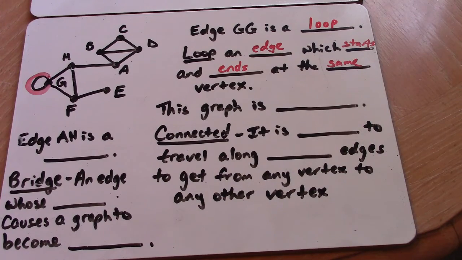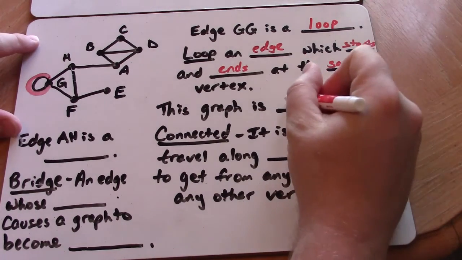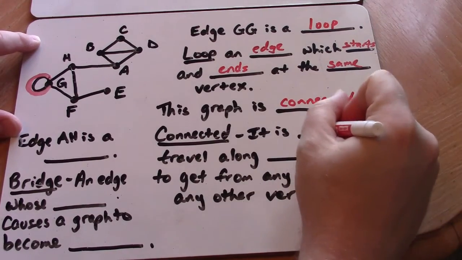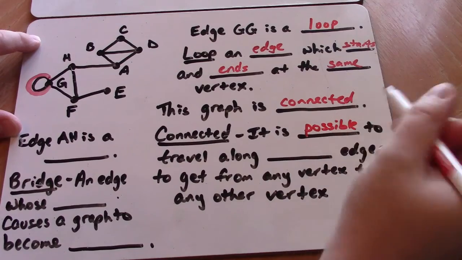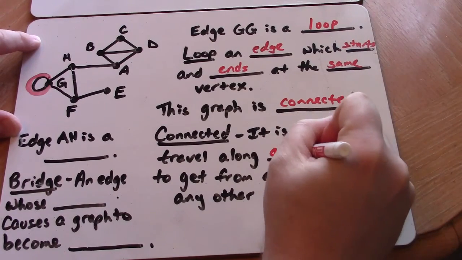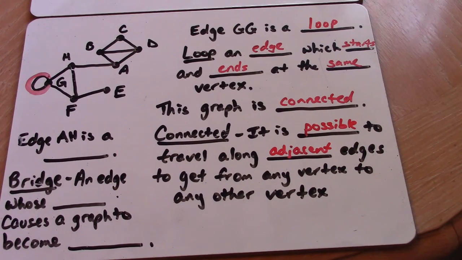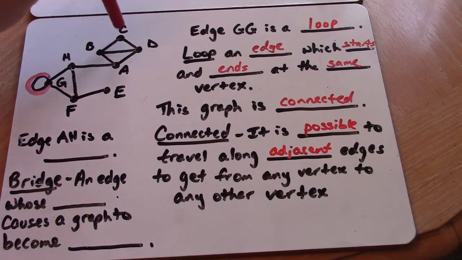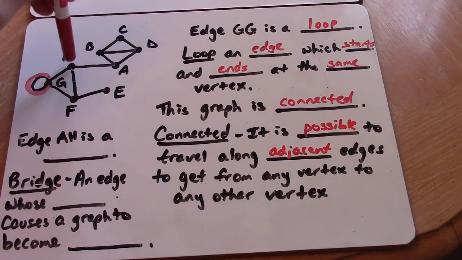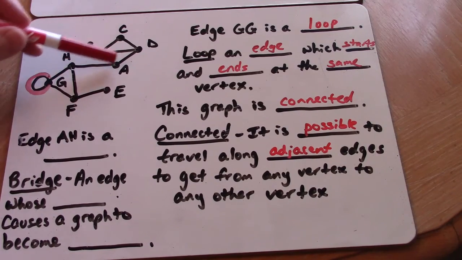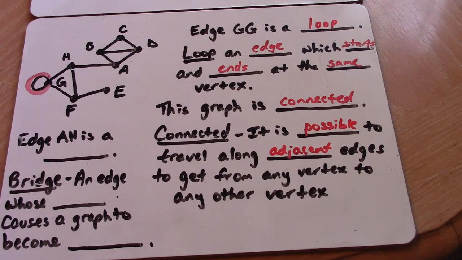Next up, this graph is a graph that we would call connected. What that means is that it is possible to travel along adjacent edges from any vertex on the graph to any other vertex on the graph. So if I wanted to get from C to E, that is possible without picking up my pen. If I want to get from G to D, that is possible without picking up my pen. I can get from any point to any other point in the graph without having to jump, without having to pick up my pencil.